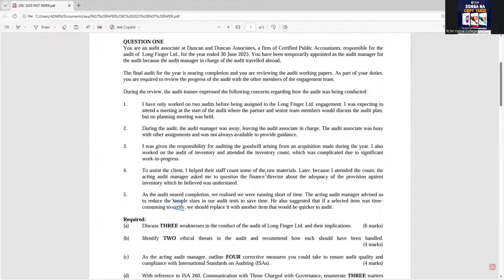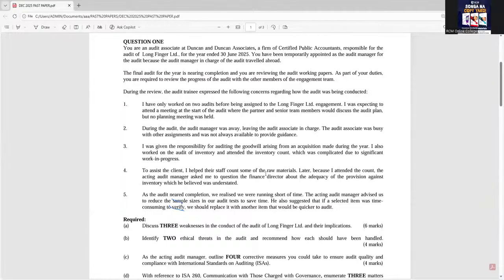Having to question the same inventory, which is in the books of accounts. It's like having to review part of what, in this case, you participated in. So that will end up leading to what we refer to as self-review threat.